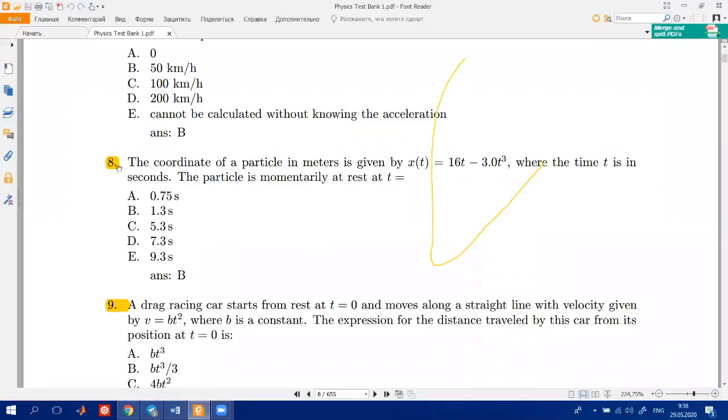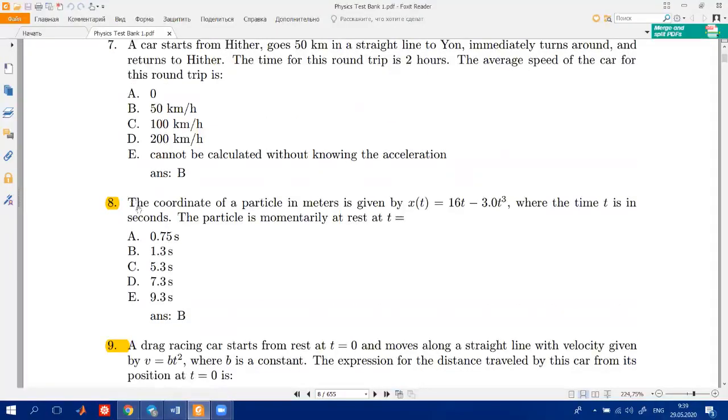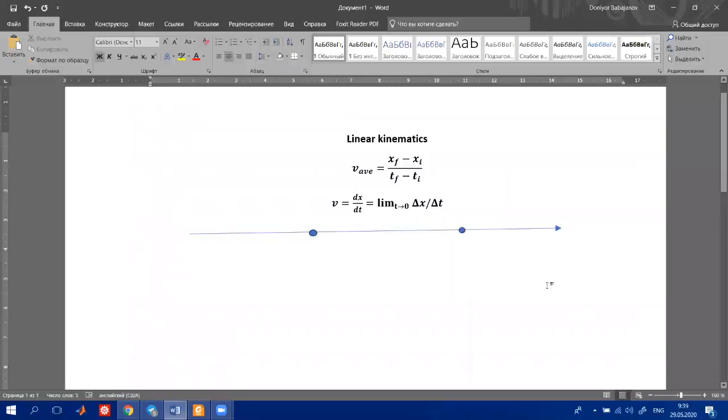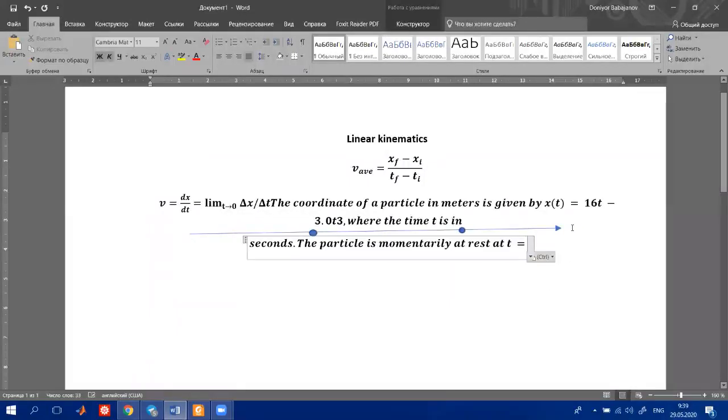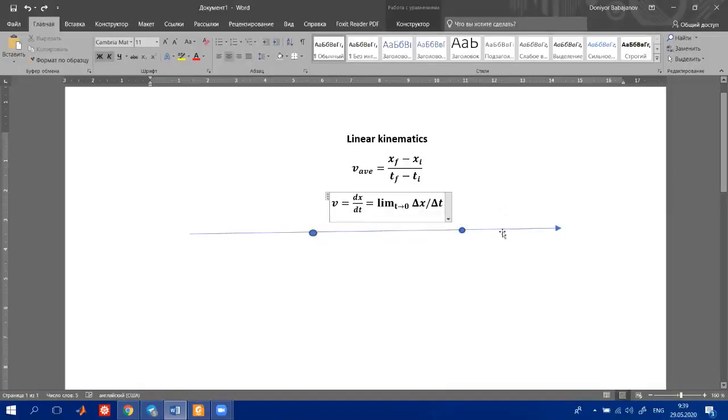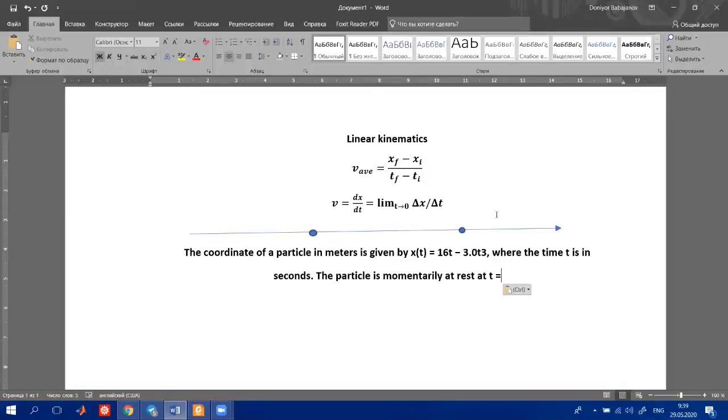Here, test number 8. The coordinate of a particle in meters is given by x(t) = 16t minus t cube, where the time t is in seconds. The particle is momentarily at rest at t equals what? So this coordinate is given, and you should find at what time velocity is zero. To solve this test, we should first find the velocity by taking the derivative of the coordinate. Let's do that. So this is a question. Let's say this is test number one.